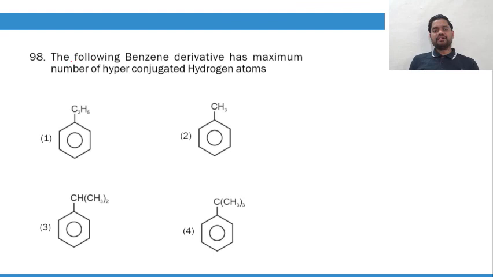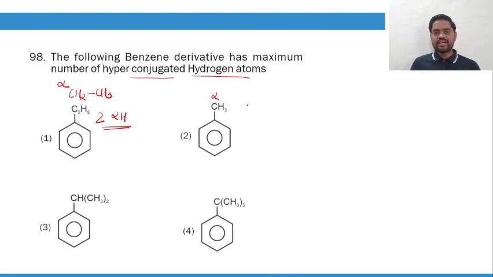98. Among the following benzene derivatives, which has the maximum number of hyperconjugated hydrogen atoms? C2H5 can be written as CH2CH3. So this is your alpha carbon. And how many alpha hydrogen? 2 alpha hydrogen. So there are 2 alpha hydrogen, that means 2 hyperconjugating structures. Number of hyperconjugated, there are only 2 alpha hydrogen.